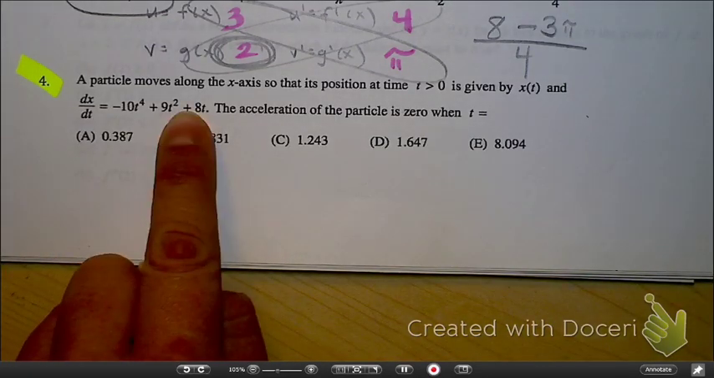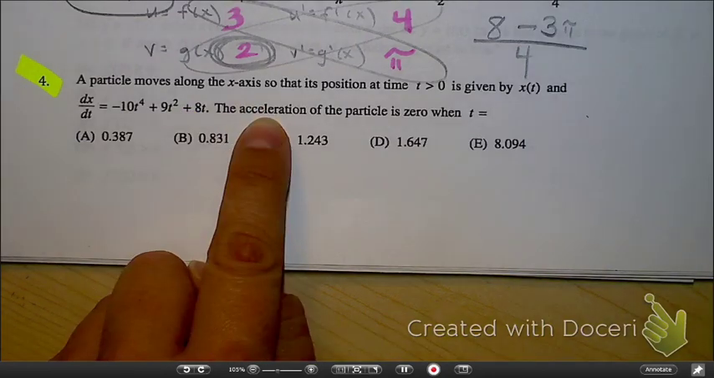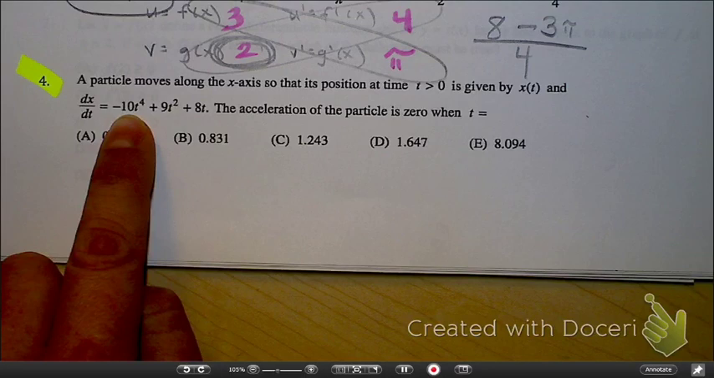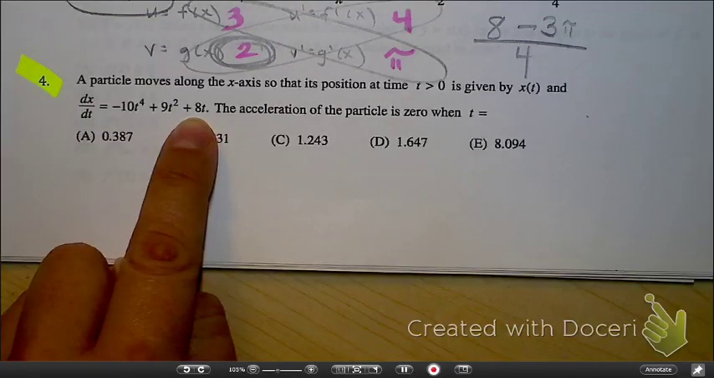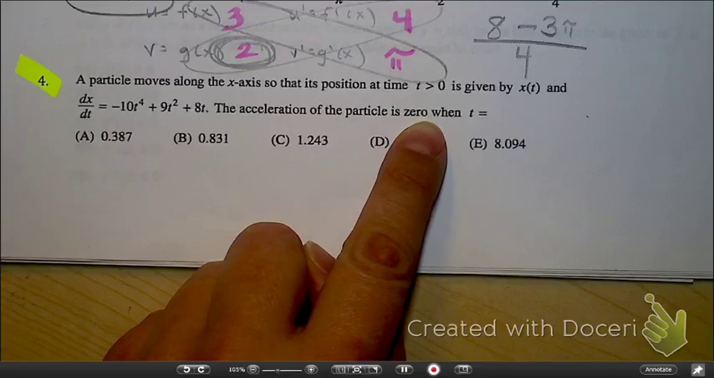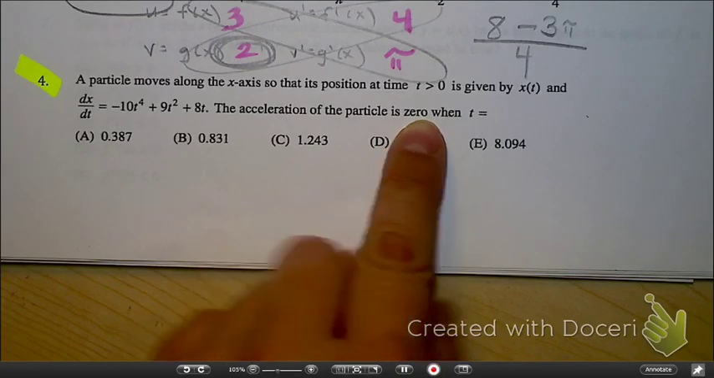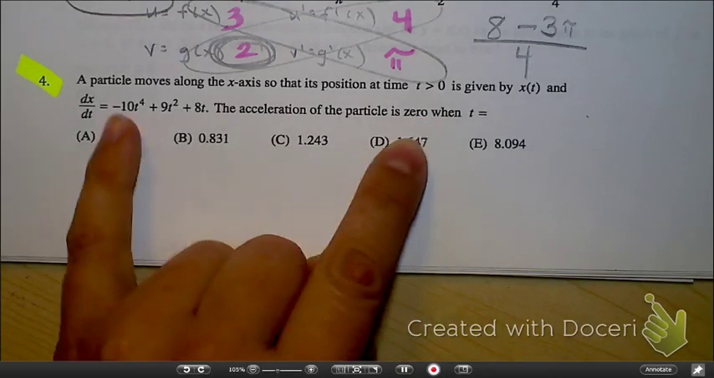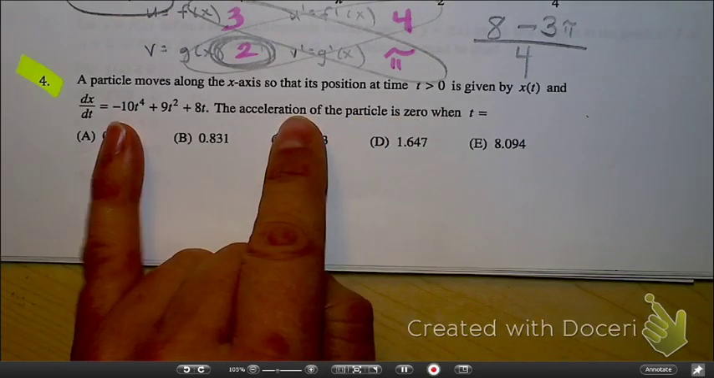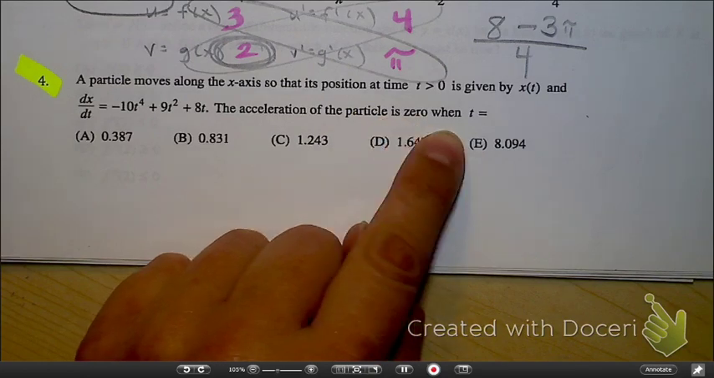So if this is velocity and they want to know about acceleration, how do I get from velocity to acceleration? Find the derivative. So in my calculator, I'm going to plug this function in, and then find the derivative of it and evaluate at 0. Oh, sorry, the other way around. I misspoke. They don't want you to evaluate at 0. They want to know what time value made the acceleration equal 0.